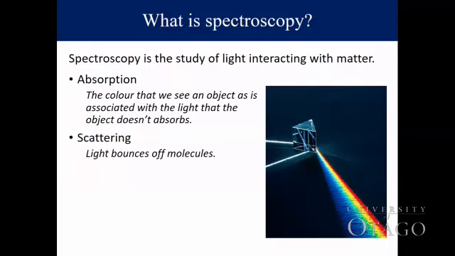So what is spectroscopy? Spectroscopy is the study of light interacting with matter. There are two main interactions that we see every day, absorption and scattering. We see the grass as green because there are molecules in the grass that absorb blue and red light and scatter back the green light, which we can observe with our eye. It is this scattering phenomenon that we're going to be talking about today, called Raman spectroscopy.